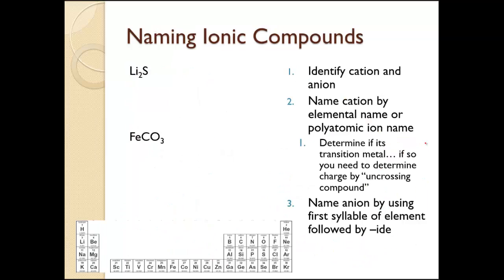So naming compounds, now that you have the formula. So let's reverse this process. Identify the cation and the anion. So we have lithium, which is here, and we have sulfur, which is here. Name the cation by the elemental name or the polyatomic ion name. So lithium.